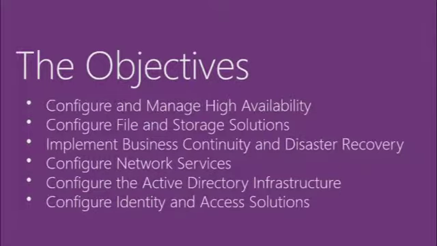These are the 6 high-level sections: configure and manage high availability, configure file and storage solutions, implement business continuity and disaster recovery, configure network services, configure the Active Directory infrastructure, and configure identity and access solutions.